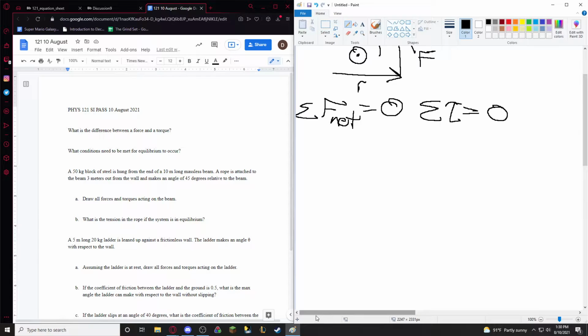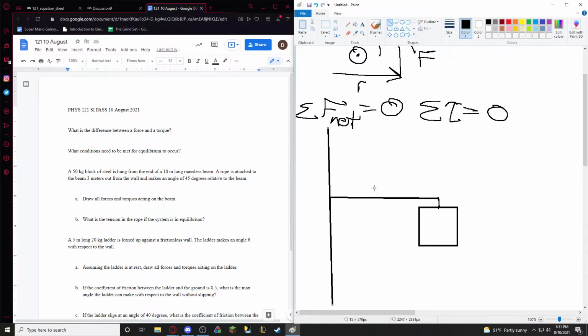So, let's have a 50 kilo block of steel, and we're going to hang it from the end of a 10 meter long massless beam. So the beam is hanging out here. It's 10 meters long. And we have this big ol' block of steel hanging from the end of it. And we're going to have a rope attached to the beam 3 meters out and connected to a wall.